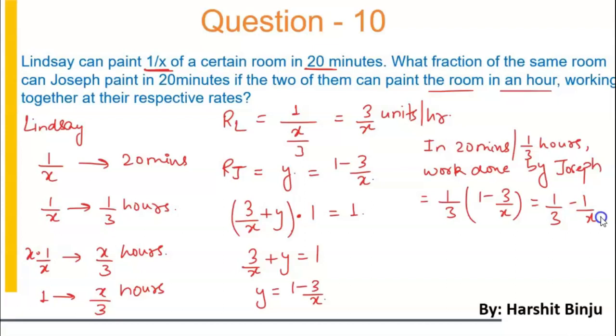Now we have to calculate the fraction, so that's the total work done by Joseph divided by 1. So our answer simply becomes x minus 3 divided by 3x, and that is our answer. So again, the whole point is you go step by step. First you calculate the rate of Lindsay, then you calculate the rate of Joseph, and then you figure out your answer. You just have to go step by step, nothing else is required. All right.